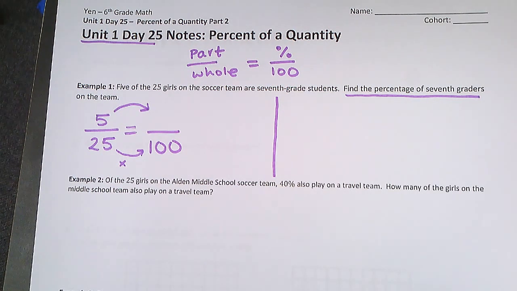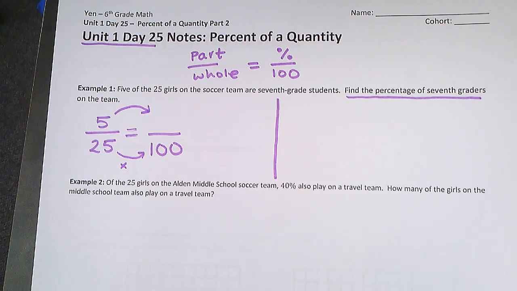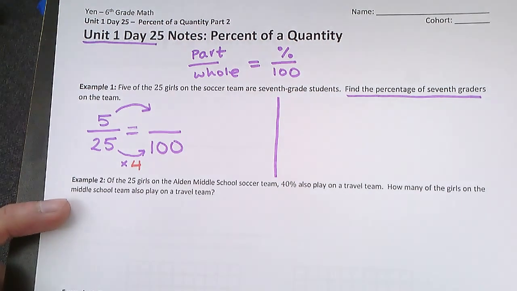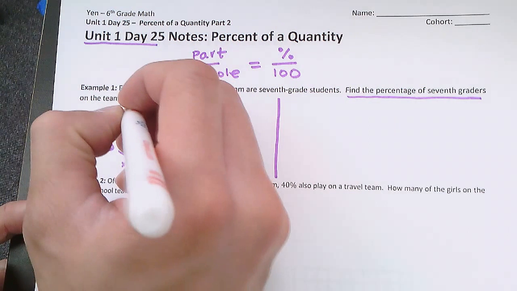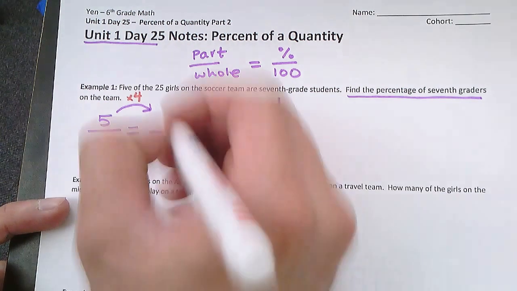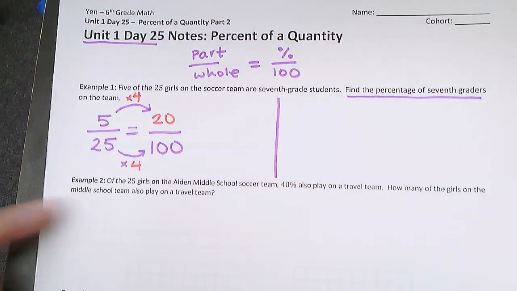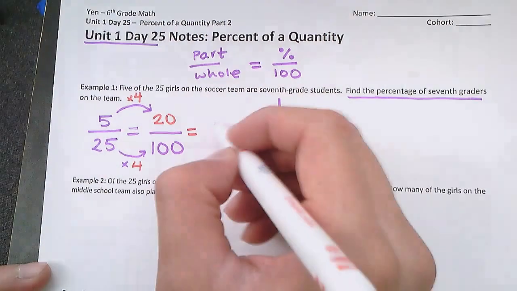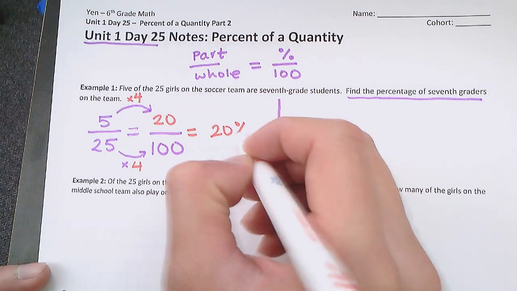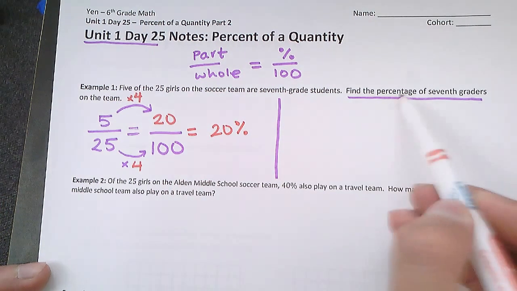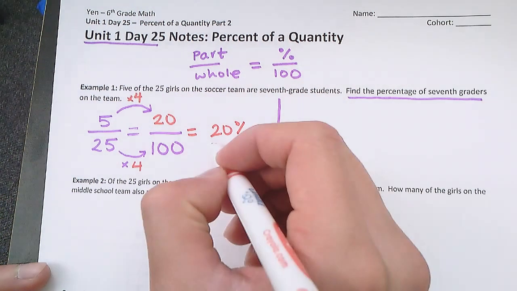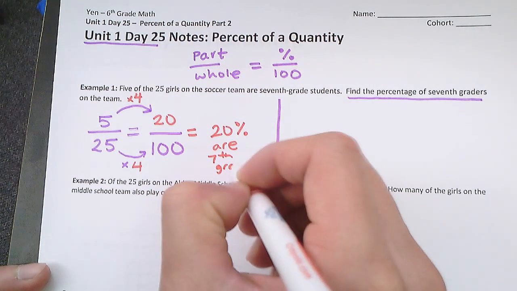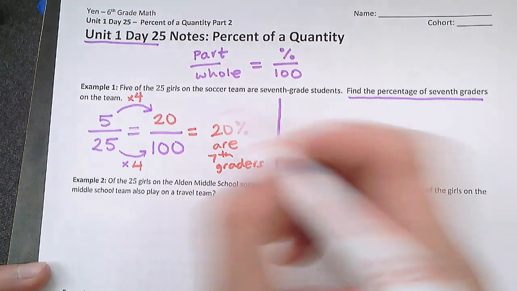All right, at this point you have finished the problem. 25 times 4 gets me to 100. So I multiply the top also by 4. 5 times 4 gets me 20. And so 20 out of 100. And so I know that this is equal to 20%, and it says find the percentage of 7th graders, so 20% are 7th graders. And that's my answer.